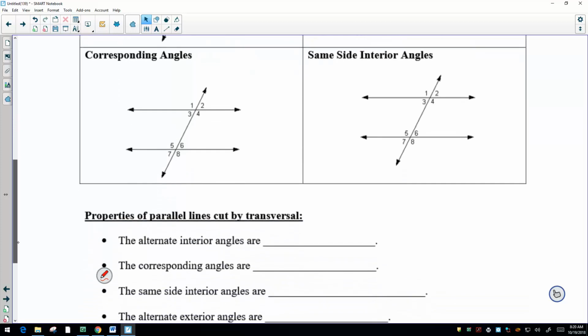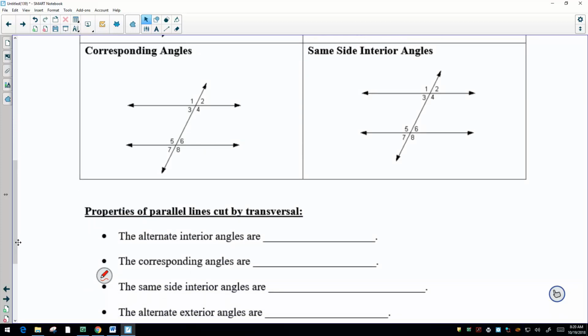Of corresponding angles, we get a bunch of these guys. So corresponding angles, I think same side of the transversal, same side of the parallel lines. So for instance, angle 1 and angle 5 would be considered corresponding angles. Angles 3 and 7 are corresponding angles. And again, they work in pairs. Angles 2 and 6 are corresponding, and angles 4 and 8 are corresponding angles.